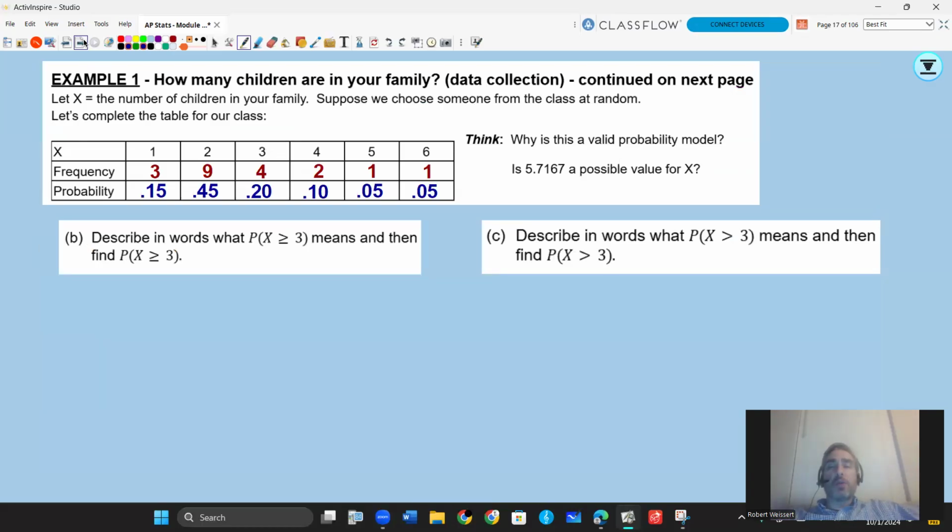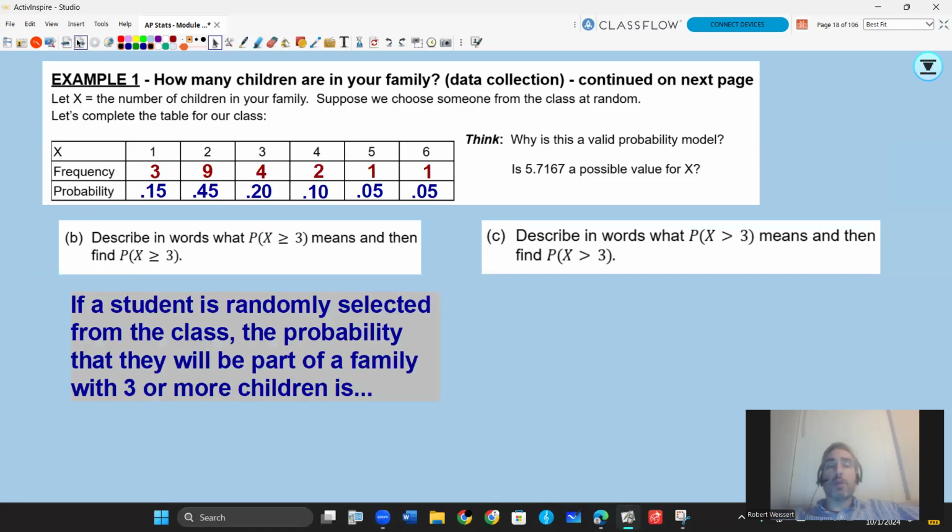Now, we may be asked to calculate some probabilities using the table. If you look at the first one here, it's going to be describe in words what the probability of X is greater than or equal to 3, X being the number of children in the family, and then find it. So first, if a student is randomly selected from the class, the probability that they will be part of a family with 3 or more children is, and then from there, well, you'd want to calculate that. So if you look at the probabilities, they're all down here, and whatever those add to will be your answer. In this case, it's going to be 0.40.